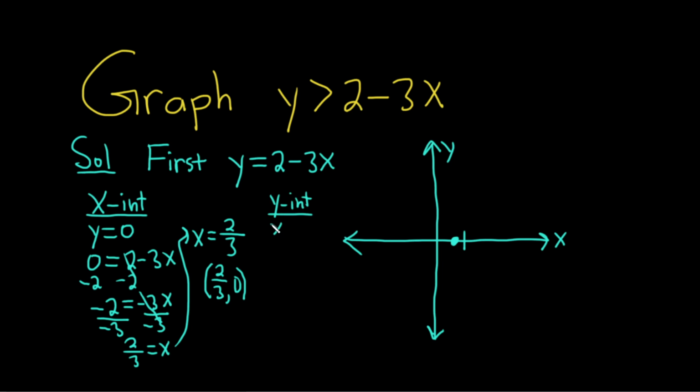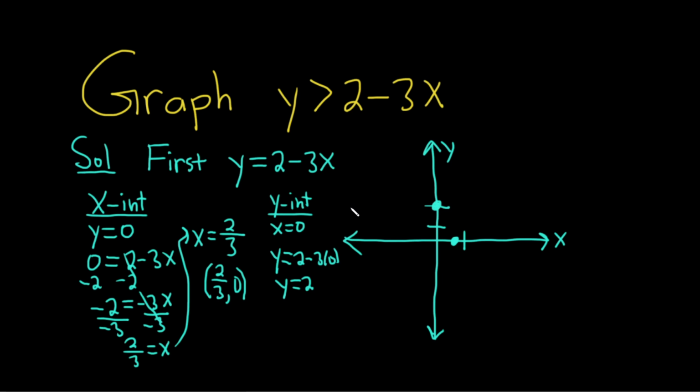To find the y-intercept, it's a little bit easier. We set x equal to 0. Again, to find any intercept, you set the other one equal to 0. It's just a really easy way to memorize it. This is 2 minus 3 times 0. So 3 times 0 is 0, so you just get y equals 2. So we're up here, 1, 2, let's put a dot.